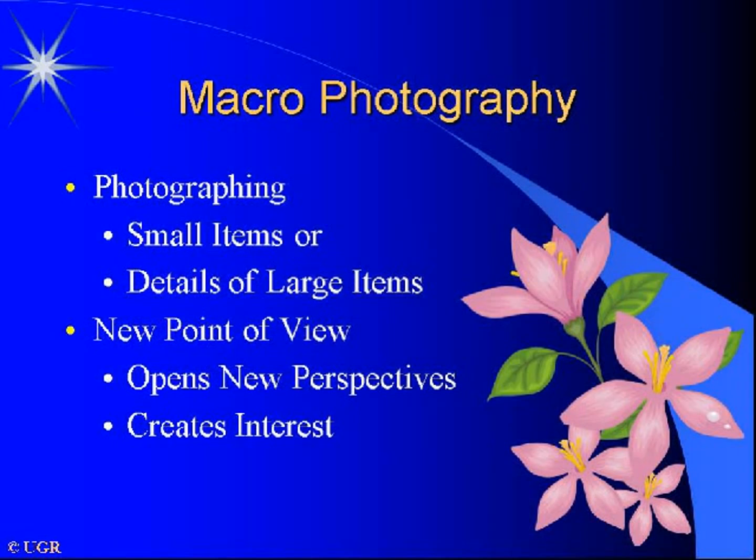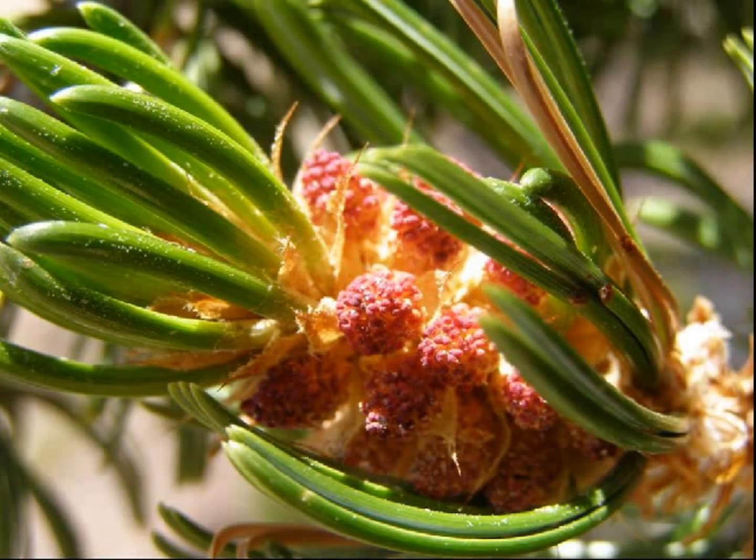Macro photography is the process of photographing small things or details of large things. It always opens up a whole new perspective to people because they are not used to seeing very small things up close. And so there's a lot of interest in macro photography. For example, here's a small bud of a pine cone. This thing is about the size of a dime, but by photographing it very up close, you see a lot of details that you probably weren't aware of before.